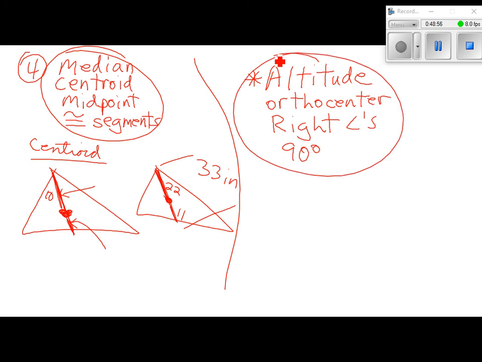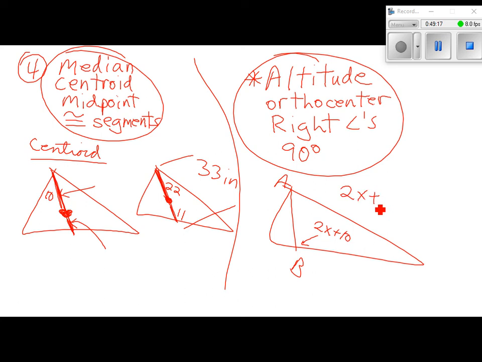Guarantee there's a problem on the test, and it'll have a triangle like this, and it'll tell you that segment AB is an altitude. And they'll tell you that this angle right here is 2x plus 10. Well, what equation can you set up? 2x plus 10 equals 90. Because if this is an altitude, that's got to be a right angle. So 2x plus 10 has to equal 90. You got to be able to set up that equation, then solve it, and go from there.